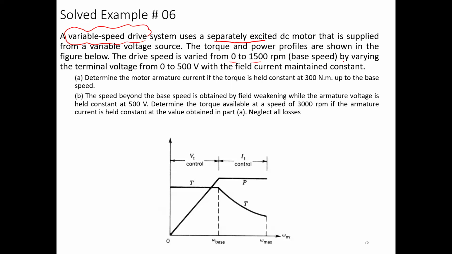This comes from voltage control by varying the terminal volt from 0 to 500 volt. So by varying the volt in this range from 0 to 500 volt, we have a variable speed range from 0 to 1500 RPM. And he mentioned one important thing, which is with the field current maintained constant. Field current maintained constant means this is the first stage. So here the field is constant.